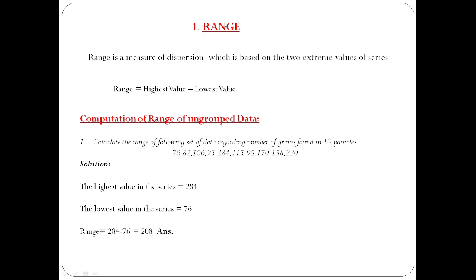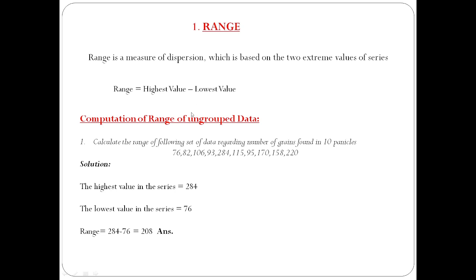Now, the first one is the range. What is range? Range is a measure of dispersion which is based on the two extreme values of a series. Range is equal to the highest value minus the lowest value. That means for determination of the range, we have to concentrate on the highest value as well as the lowest value of the data series.